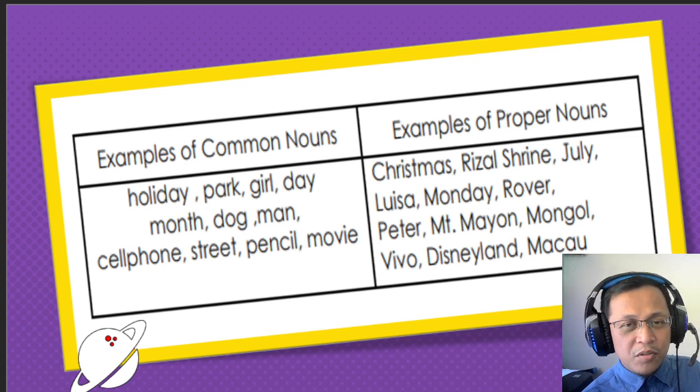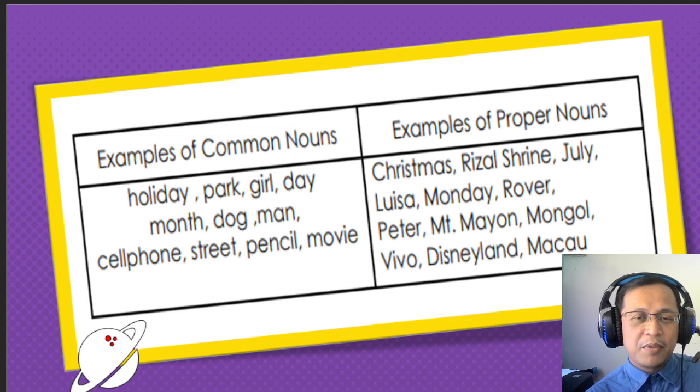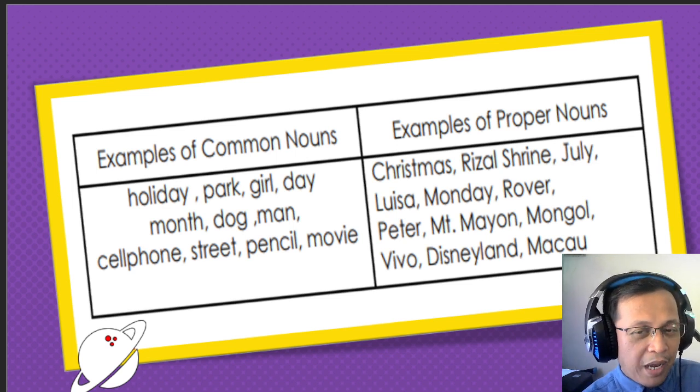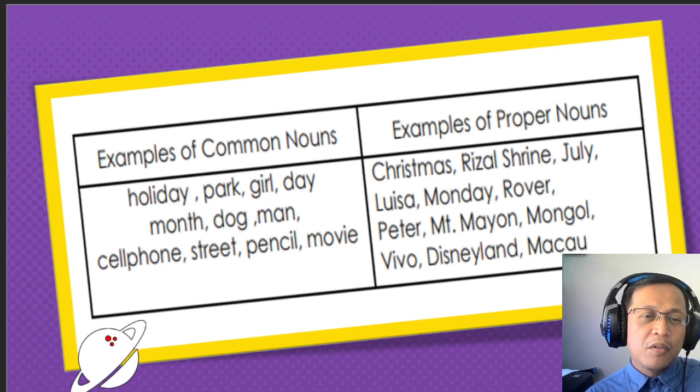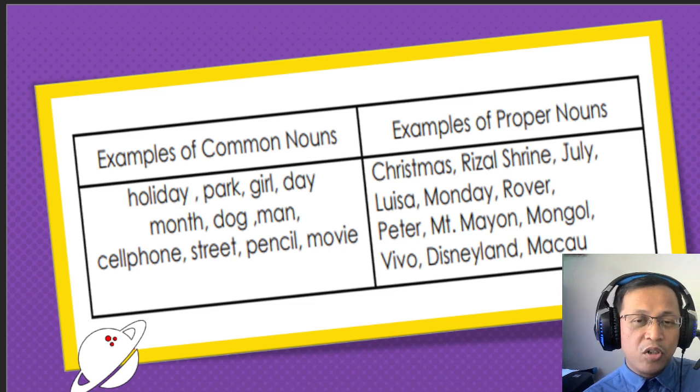Now, going to the next column, here we have an example of proper nouns. We have Christmas, Rizal Shrine, July, Louisa, Monday, Rover, Peter, Mount Mayon, Mongol, Vivo, Disneyland, and Macau. Okay, to show the relationship, we could say that we have a lot of holidays because holiday is very unspecific. We could have Halloween, Valentine's Day, Holy Week or Independence Day. Those are all holidays. But when we talk about Christmas, Christmas is a very specific holiday. No, it is only celebrated on the 25th of December.